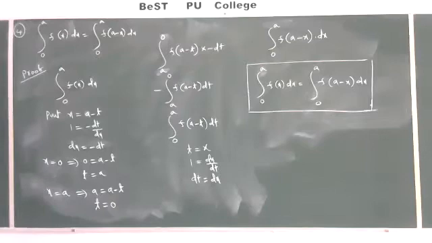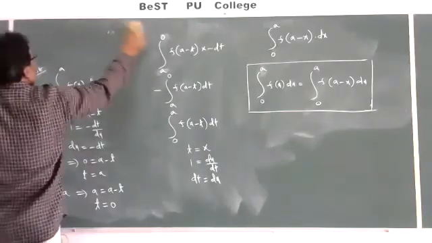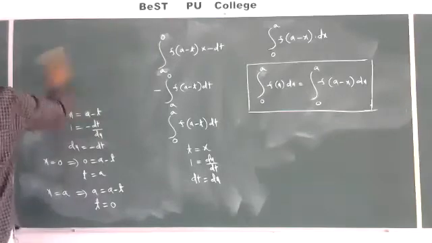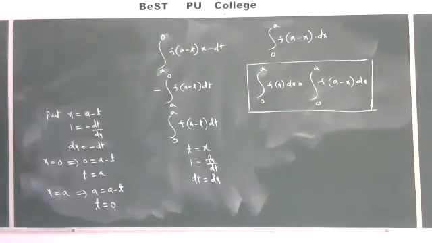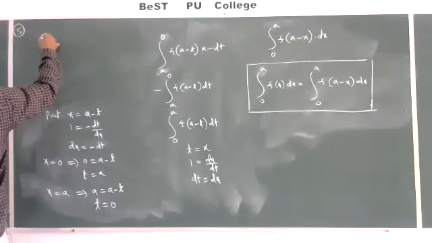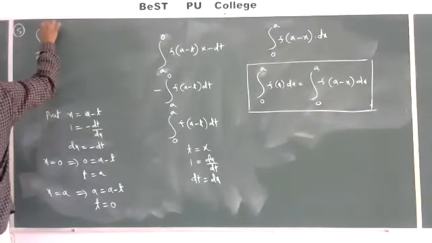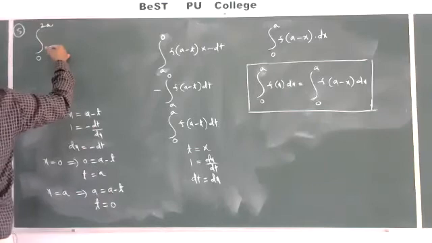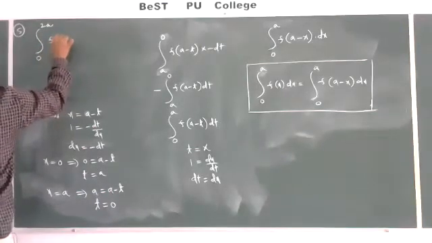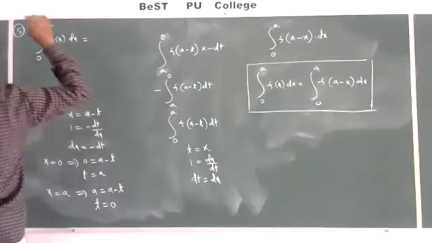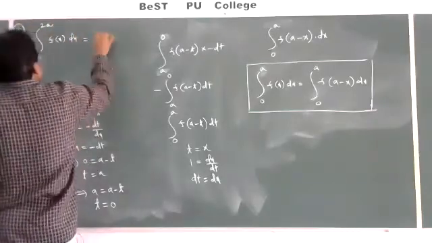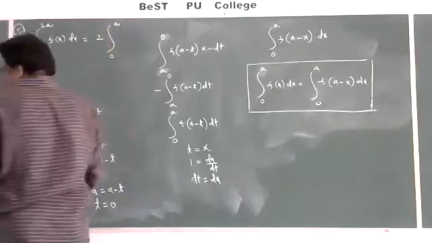Yes, next, fifth property. Integral 0 to 2a f of x dx is equal to 2 into integral 0 to a.